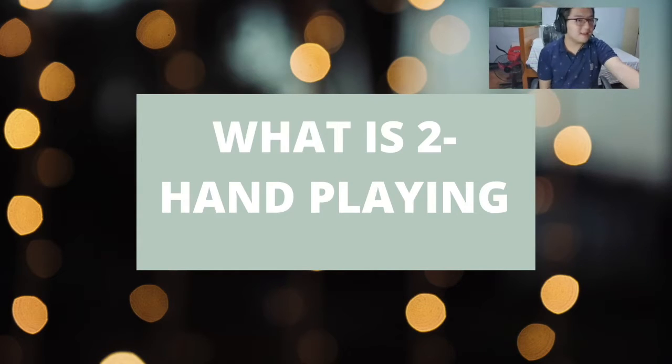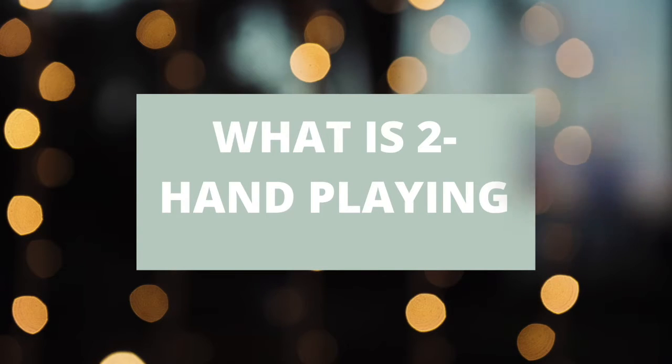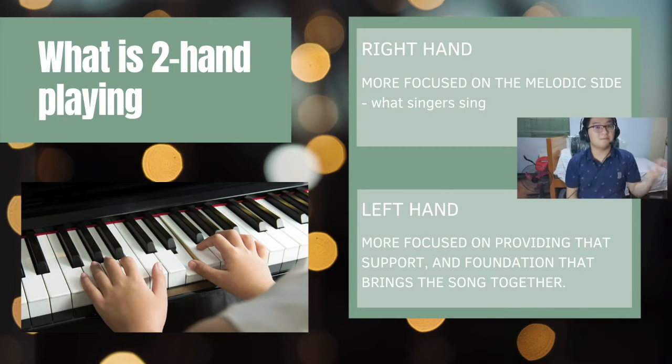To formally begin, let us discuss what two-hand playing is, what it means, and what function it actually has. Two-hand playing in its simplest form refers to playing with both your left and your right hand. But when you talk about its function and what it's supposed to produce, it's different. The right hand is more focused on producing the melodic side of things, or the tunes that the vocalists actually sing. The left hand is more focused on providing the support, the foundation that ties the song together.